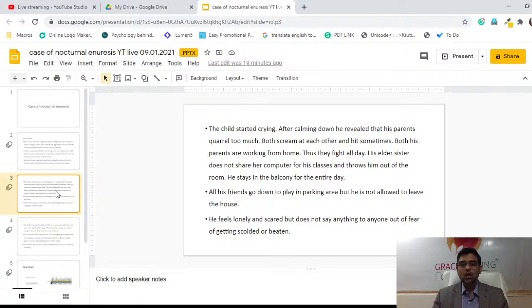All his friends go down to play in the parking area, but he is not allowed to leave the house. He feels lonely and scared but does not say anything to anyone out of fear of getting scolded or beaten.